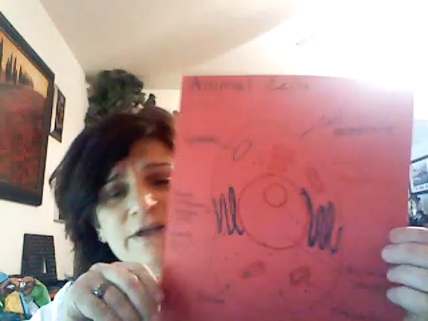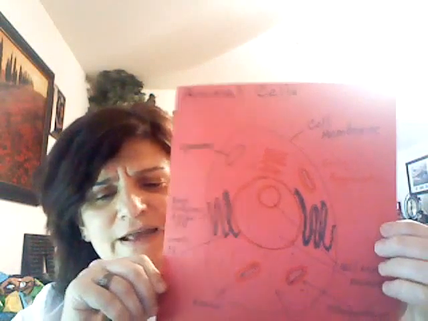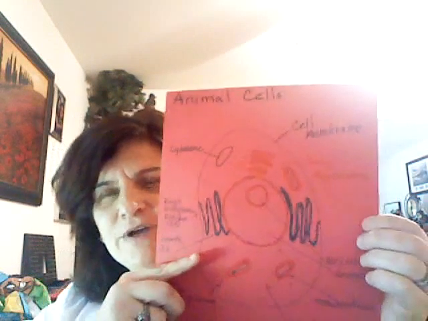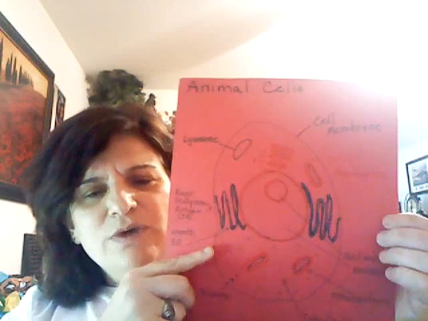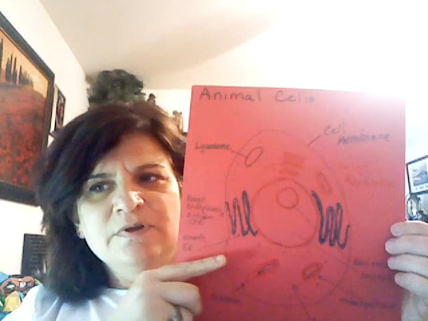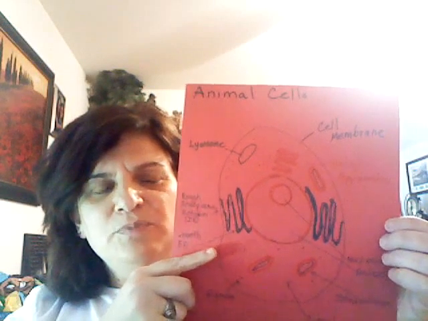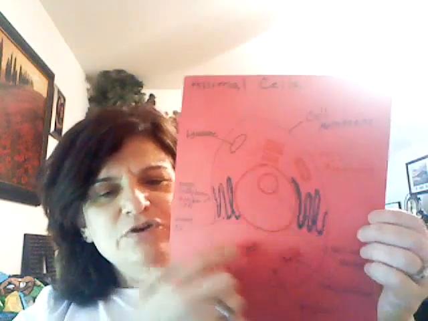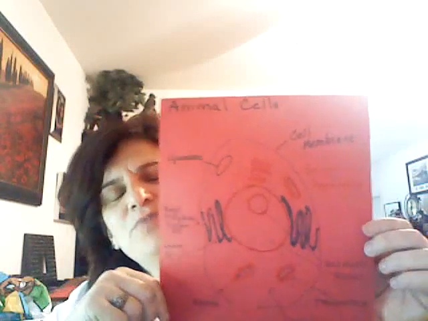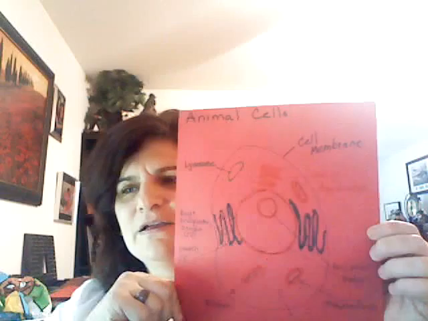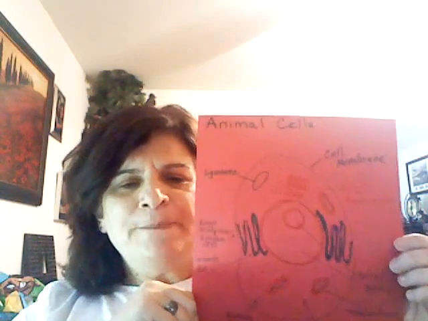Now, when we look at the cell, we also see that it has mitochondria. The mitochondria is what helps feed the cells. What it does is it breaks down sugars into proteins that are used by the cell. There's also stuff inside called the cytoplasm. Now the cytoplasm is kind of like a jelly-like substance that keeps things suspended in the cell.